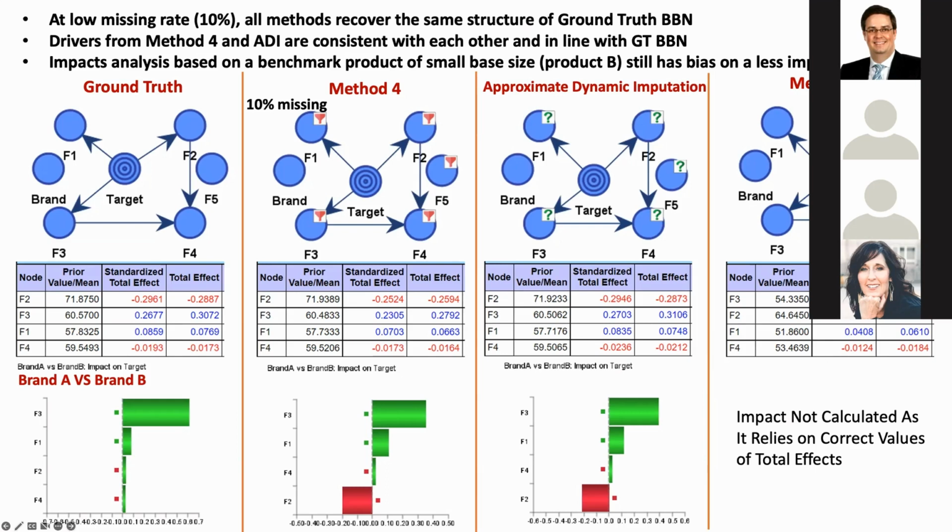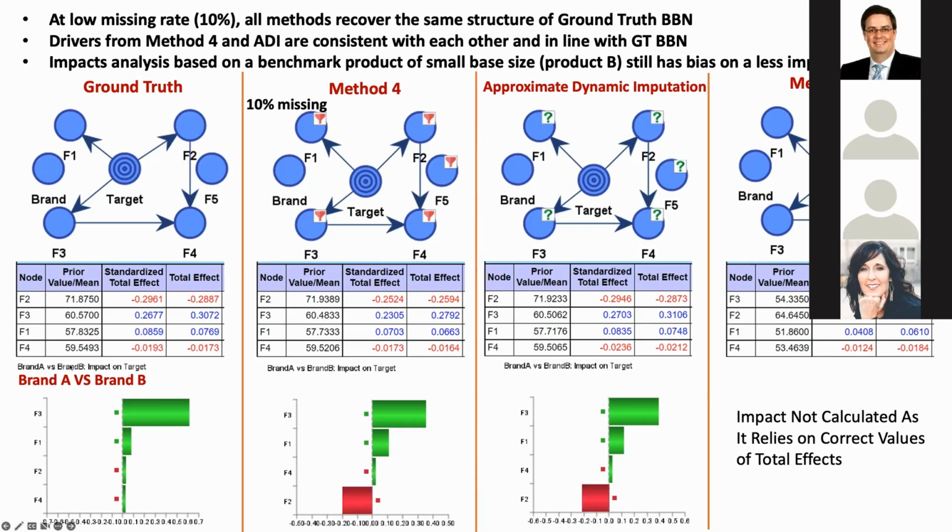Totally makes sense because the drivers, the standardized total effect rely on the value, the delta X, right? If you just have 10% of missing, you replace all this 10% missing with a given value, with a, let's say, neutral value, right? It will affect the calculation. Essentially, the drivers are not correct, not in the right order. So again, we didn't calculate the impact in this method.